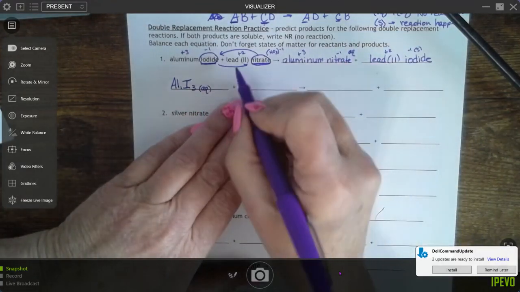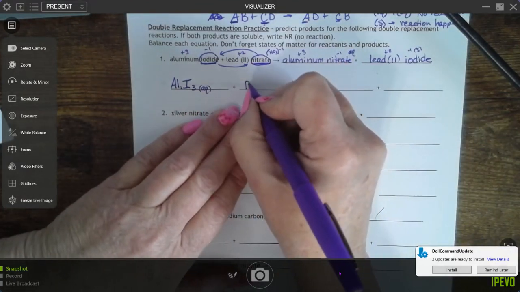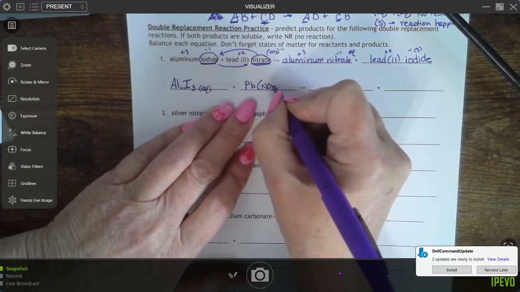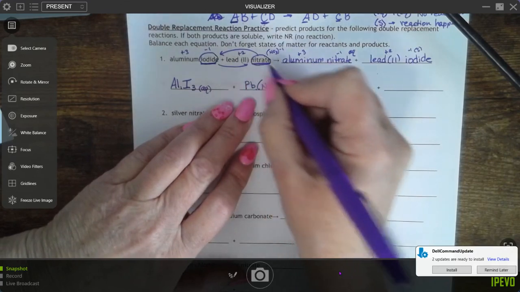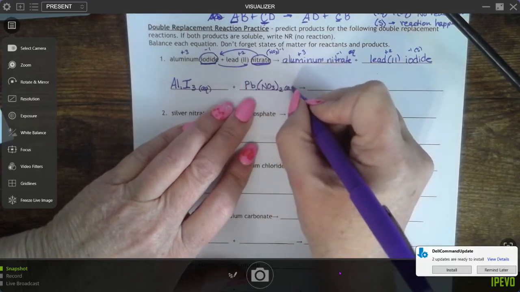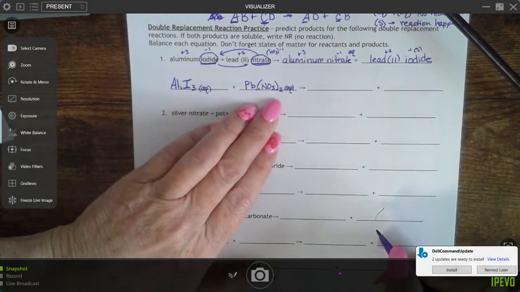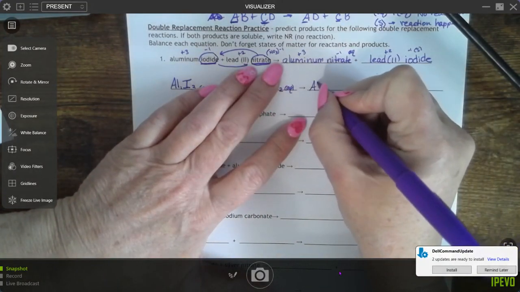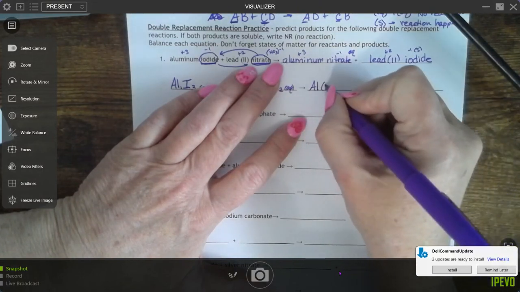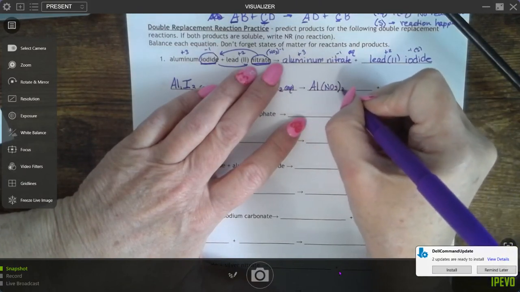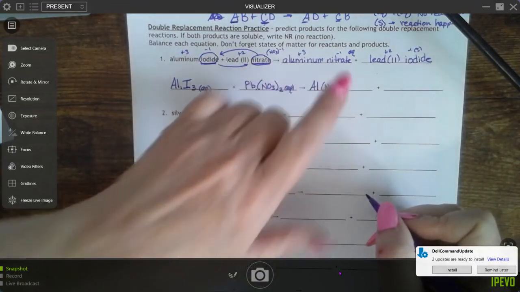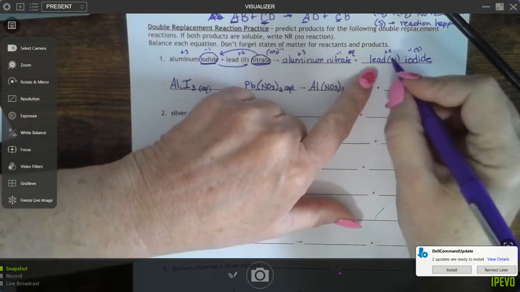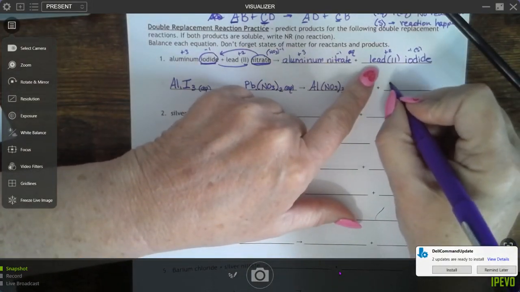Okay. Here we have lead 2, so lead, and then nitrate. Nitrate is -1, lead is +2. Okay, so Pb(NO3)2, aqueous. And then we end up with aluminum nitrate. So that's going to be Al(NO3)3. Okay, so the thing you've got to remember with these is we are always going to look at those charges and we're always going to crisscross them. Okay, and then we've got lead iodide. So we've got PbI2.